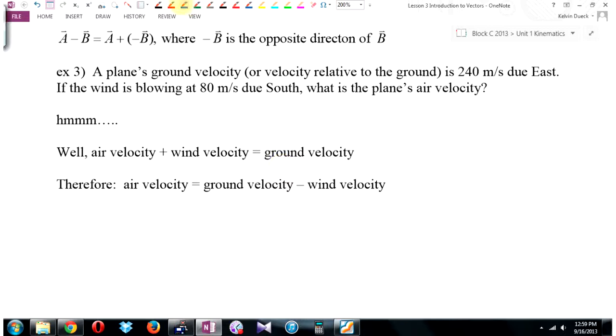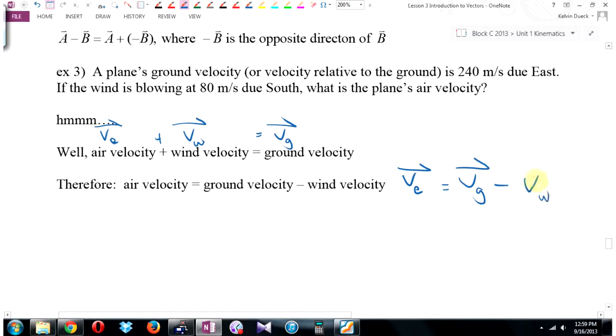we already said V engine or V air plus V wind equals V ground. How would I get V engine by itself? Minus V wind. In other words, the engine velocity is going to be the ground velocity take away the wind velocity. Except, Jordan, I don't subtract vectors. What do I do instead?